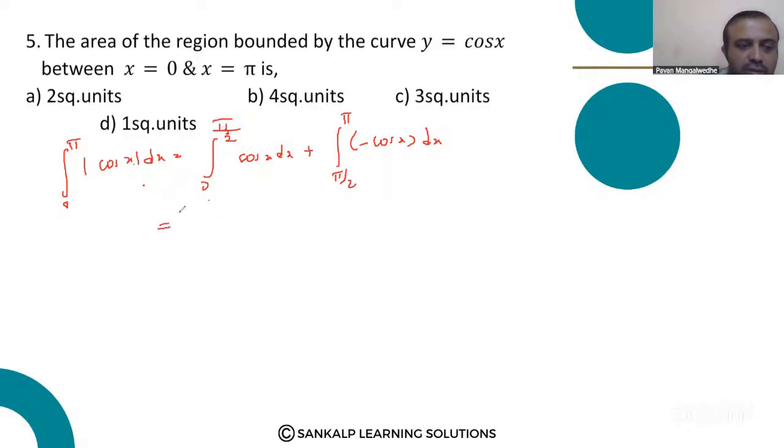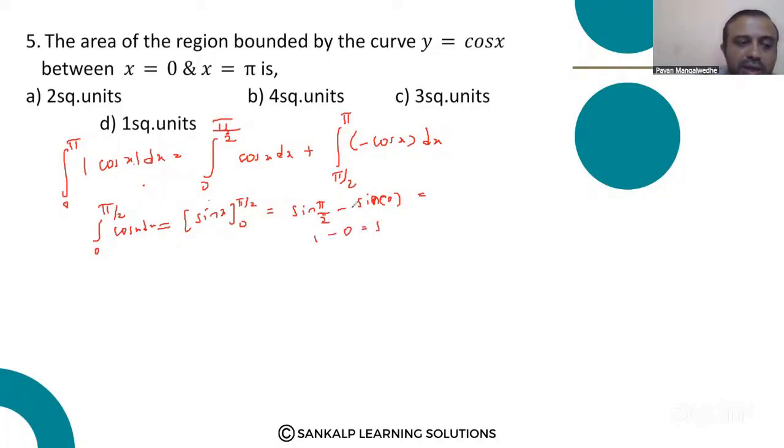Which can be written as the integration of 0 to pi by 2 of cos x dx, which is sin x, evaluated from 0 to pi by 2. That is sin of pi by 2 minus sin of 0, upper limit minus lower limit, which gives 1 minus 0, which is 1.